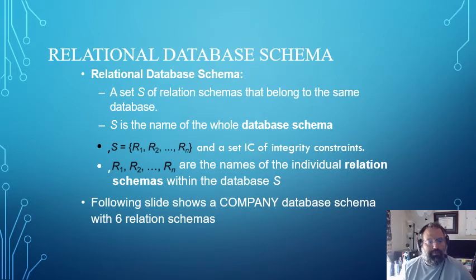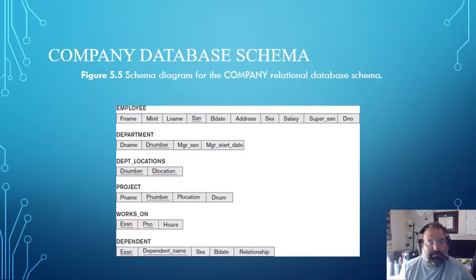Relational database schema. A relational database schema S is a set of relation schemas that belong to the same database. S is the name of the whole database schema. So the basic idea here is S is equal to the set {R1, R2, ..., Rn} and the set of IC, which are the integrity constraints. R1 through Rn are the names of the individual relation schemas within the database S. The following slide shows a company database schema with 6 relation schemas, and you can see them on the screen.